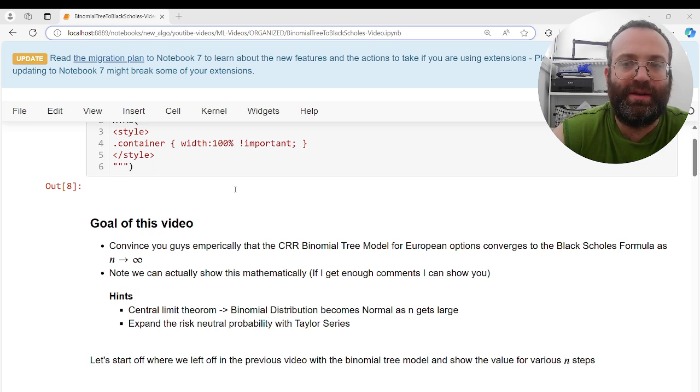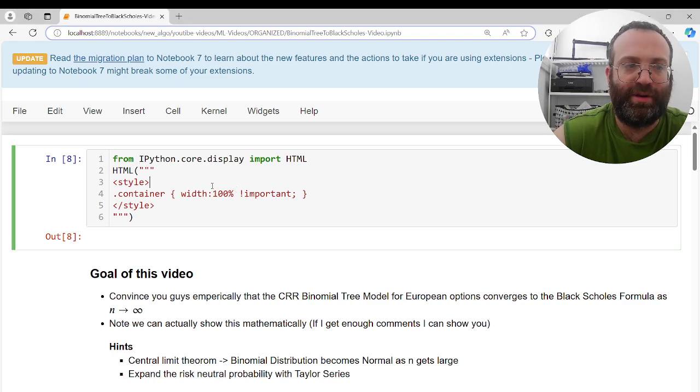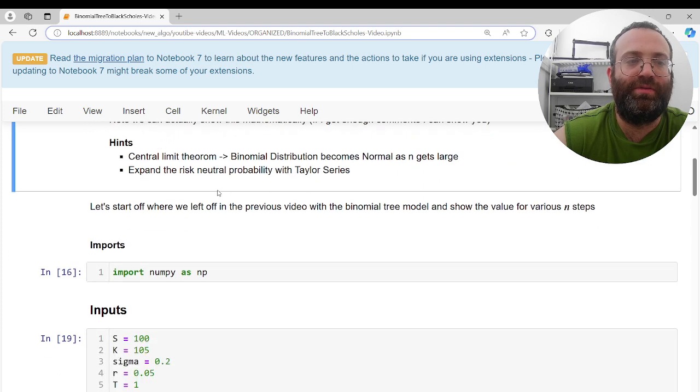to convince you empirically that it works, but you can actually prove it exactly with real limits and stuff like that. And I'll give you a few hints. You're going to need to use the central limit theorem to argue that the binomial distribution is normal when n is large. And you're going to need to do some Taylor expansion on the exponentials in the risk-neutral probability. With those things, you can get to the Black-Scholes formula. If I get enough people asking for it, I will make a video on it. But for now, it's a lot of work. So let's get started, and we're going to do the empirical validation.